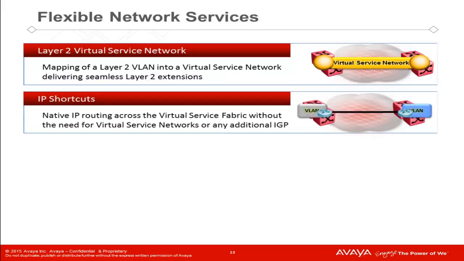IS-IS is also a powerful protocol for routing IP. As such, IP shortcuts allow for the forwarding of IP data with L3 forwarding by the shortest path across the SPB network. While IP shortcuts do not use I-SIDs, they always use the shortest delivery path generated by IS-IS.